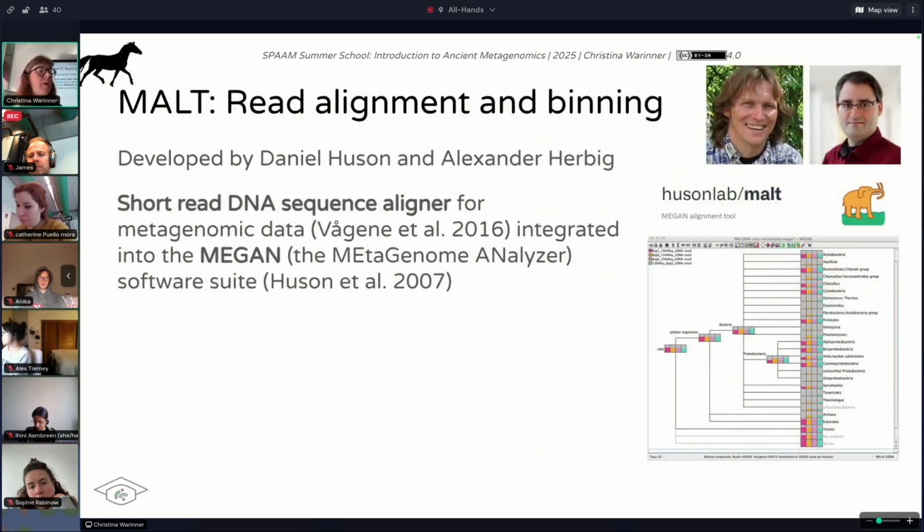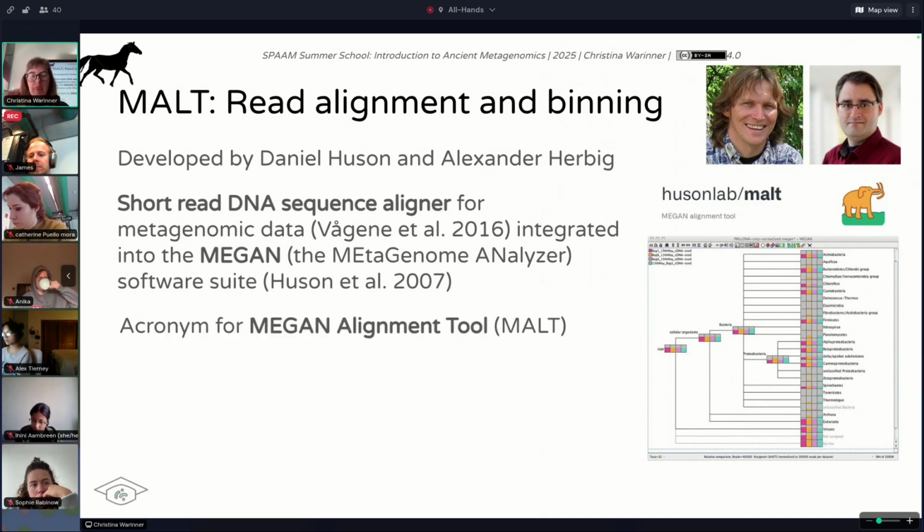The other tool that's widely used is MALT. This uses read alignment and binning. It was developed by Daniel Huson and Alexander Herbig, who works here at our institute. It's a short read DNA sequence aligner for metagenomic data, and it's integrated into the MEGAN, or the Metagenome Analyzer, software suite, which allows the graphical user interface of inspecting your data.